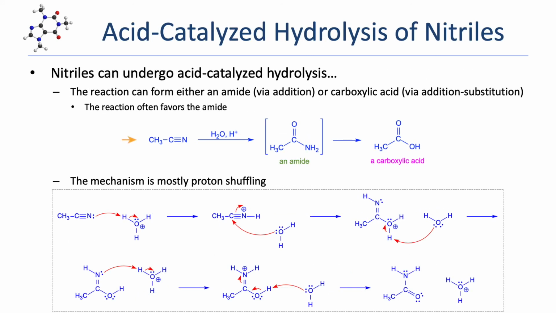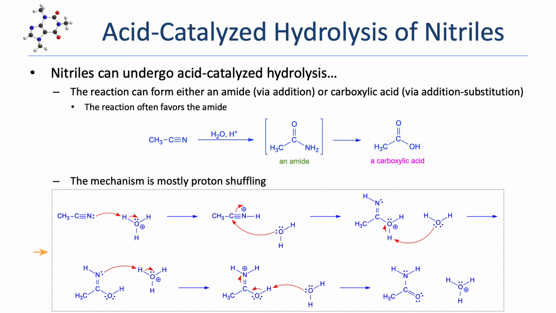Nitriles can also undergo acid-catalyzed hydrolysis. The reaction can result in the formation of either an amide or a carboxylic acid. The reaction often favors the formation of the amide, but is sensitive to reaction conditions such as time, temperature, and the amount of water used. If we look at the mechanism, we see that it's almost entirely proton shuffling, and follows a simplified version of the protonate, do something, deprotonate pattern.